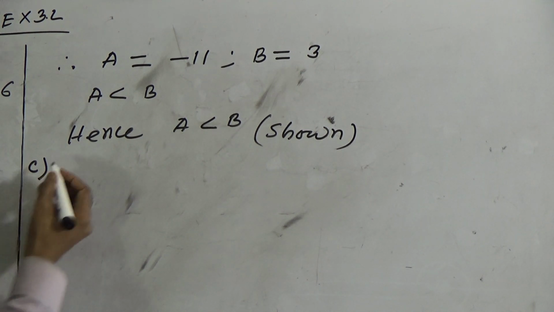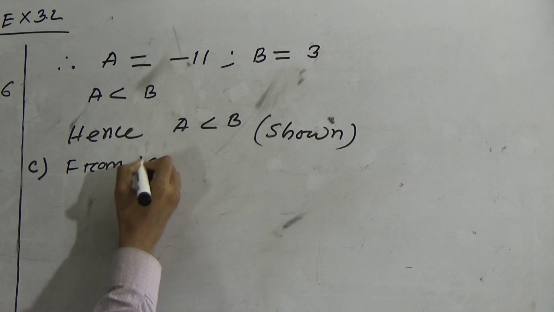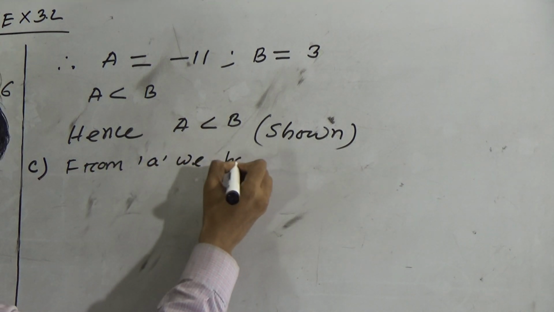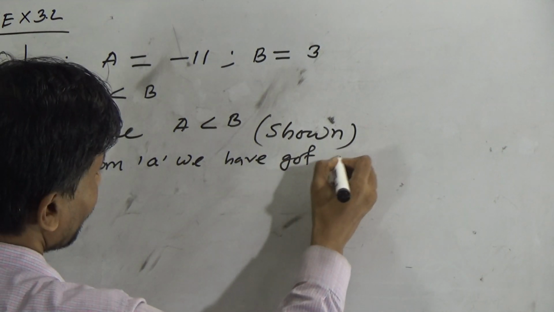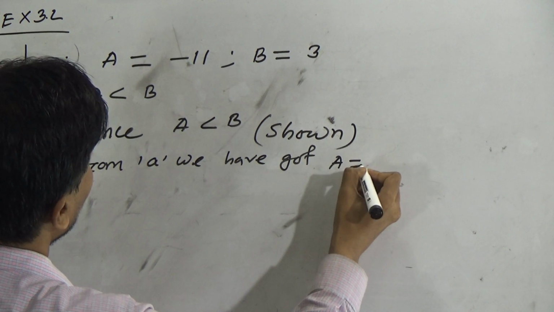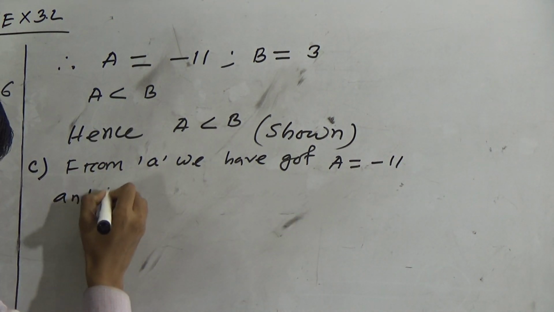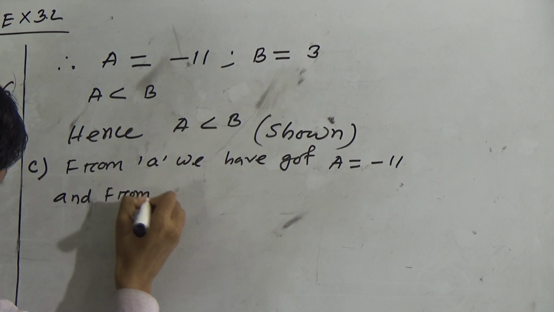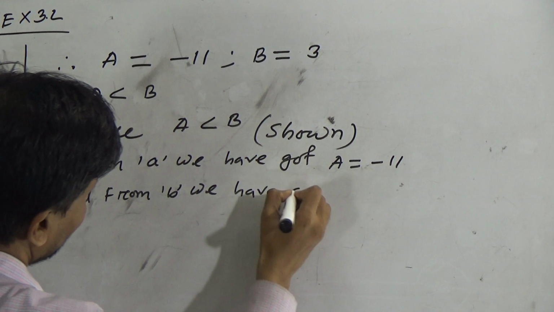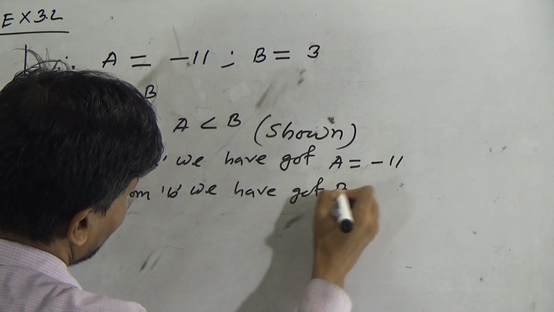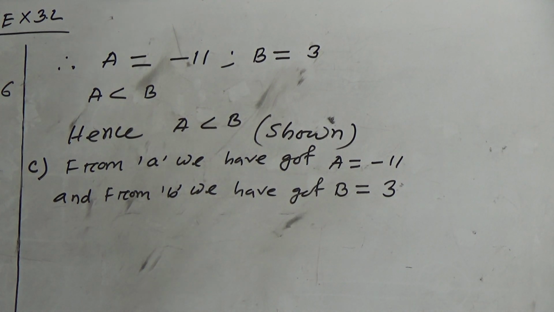Look, from A we have got A equal to what? A equal to minus 11, and from B we have got B equal to what? Plus 3, or positive 3.